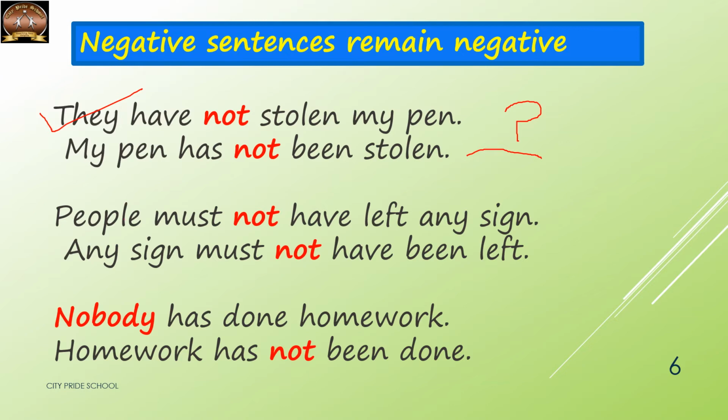Here again, the subject is people, right? And it is a negative sentence. So the passive voice will be this. This is active. The first sentence in all the slides is active and the second sentence is passive everywhere. I have missed out writing and mentioning it, but never mind. I'll write it now. So the passive will be: any sign must not have been left. "By people" is not required.